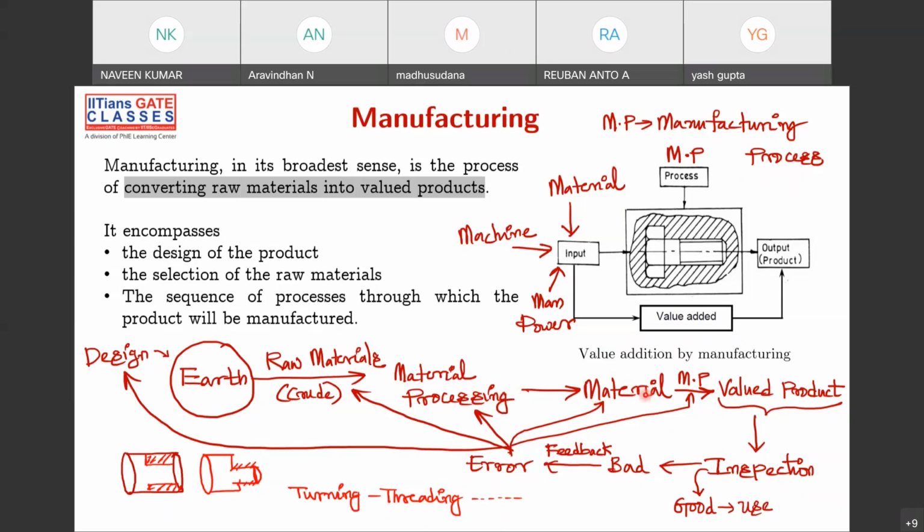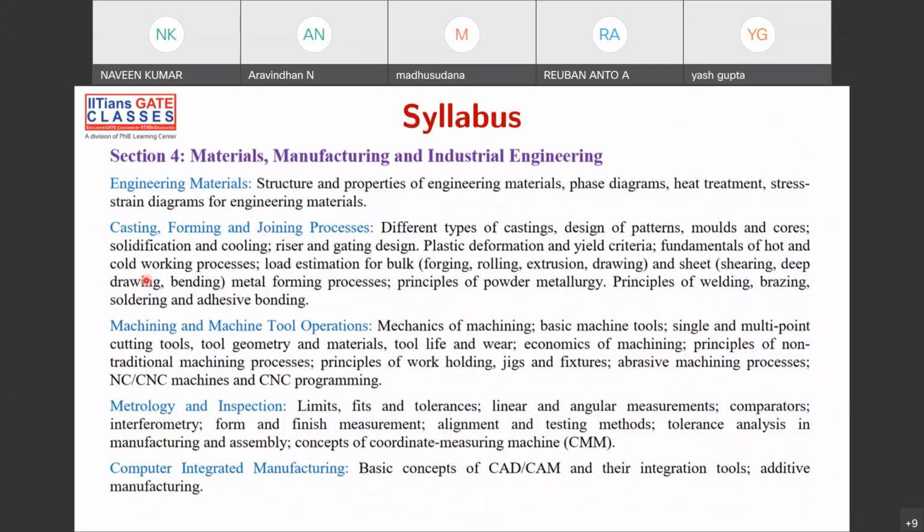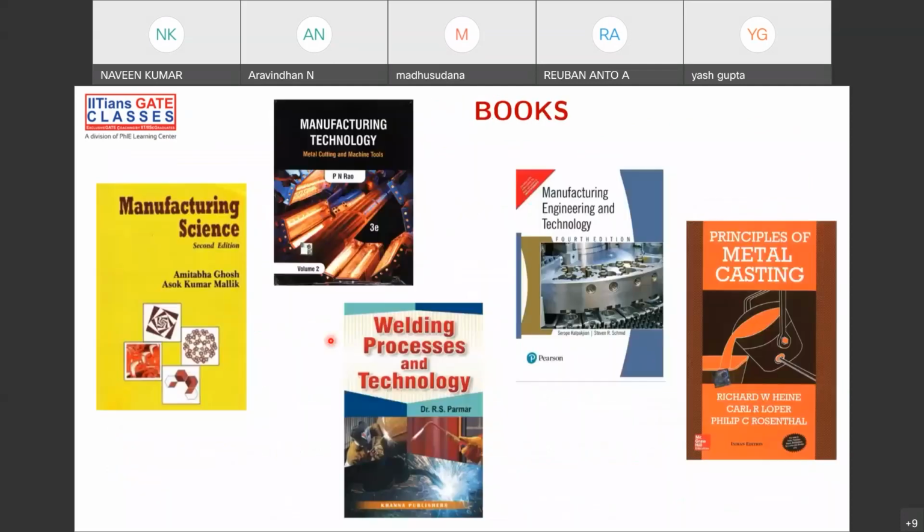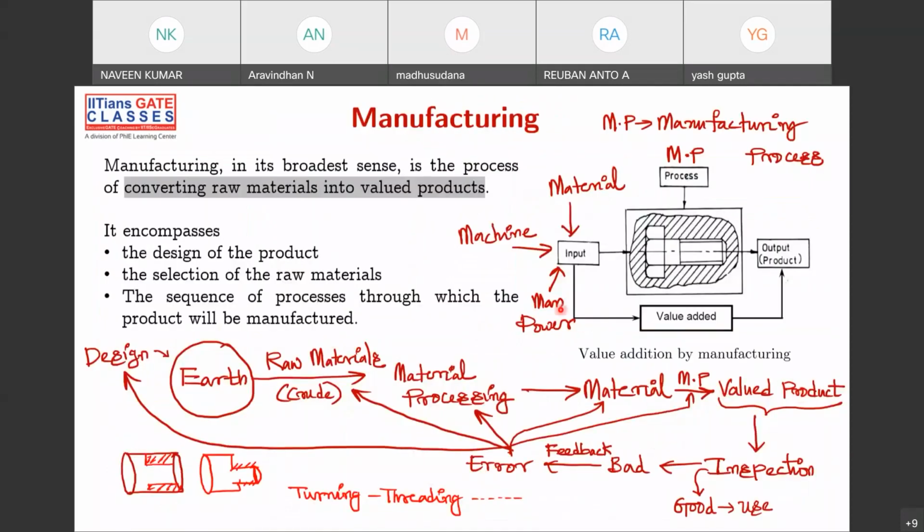And once you get the material, obviously that material has to be converted into a valued product. How is that material getting converted into a valued product? By the use of MP. What is MP? MP is nothing but manufacturing process. So there are so many manufacturing processes. All these things we have seen in the previous slide, like the syllabus we have seen, right? So casting, forming, joining, machining, all these things are manufacturing processes itself, right? So use them wisely, appropriately, and then you get the valued product.